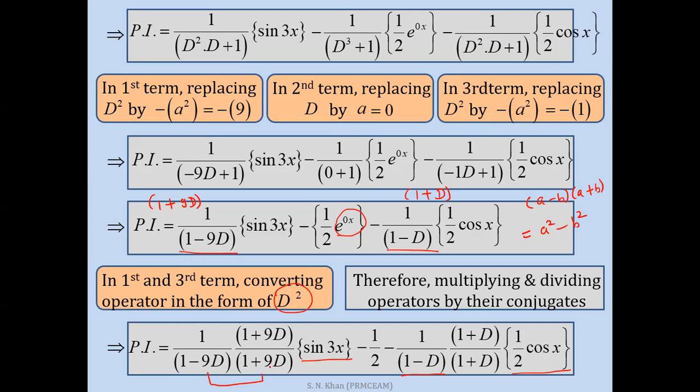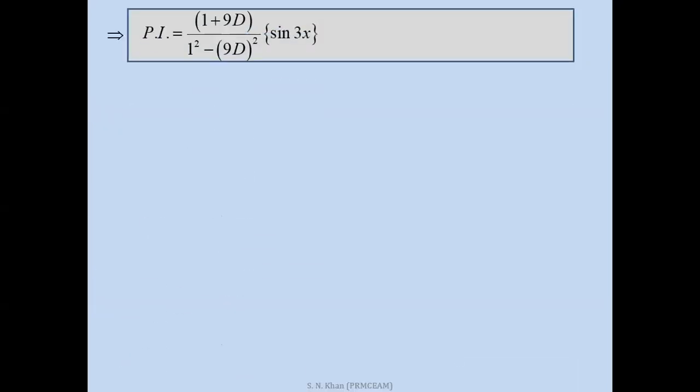minus b into a plus b, तो ये हो जाएगा a square minus b square, means 1 square minus (9d) whole square. Similarly, here 1 minus d into 1 plus d, again it is in the form of a minus b into a plus b, so we can write it as a square minus b square, तो यहाँ पे हो जाएगा 1 square minus d square. So it will become now numerator as it is 1 plus 9d, and denominator it is a square minus b square, operating on function as it is.